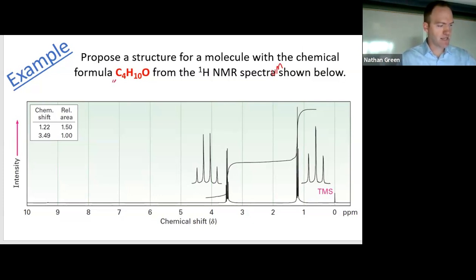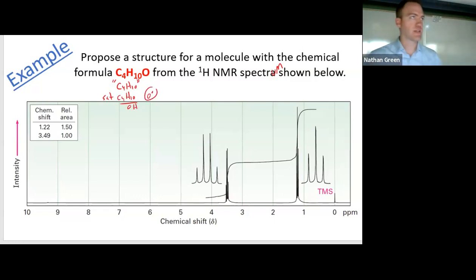So the way I would calculate that is my formula is C4H10, ignoring the oxygen. A saturated molecule would have C4, 4 times 2 is 8, plus 2 is 10. I'm missing 0 hydrogens, so I have 0 degrees of unsaturation. I have no rings, I have no double bonds present in this molecule. That is helpful to know from the outset before I try and build it.